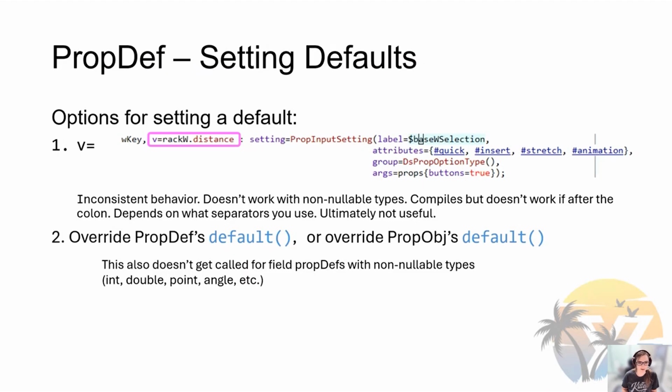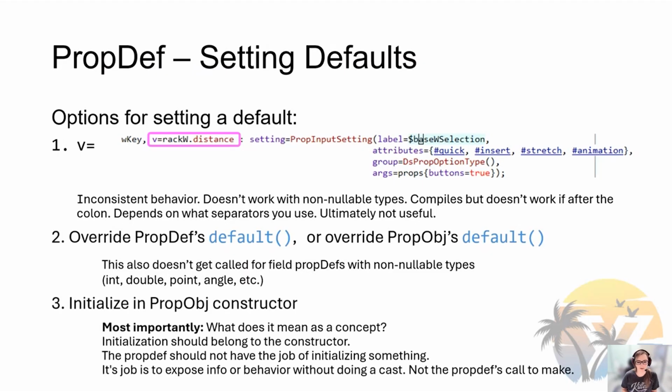Secondly, you could override the default on PropObj or on your PropDef. This also has some problems. It also does not get called for field PropDefs with non-nullable types like int or double or angle, which is inconsistent behavior. It'll still compile. You're going to be like, why didn't it work? Well, it only works sometimes. That's really annoying.